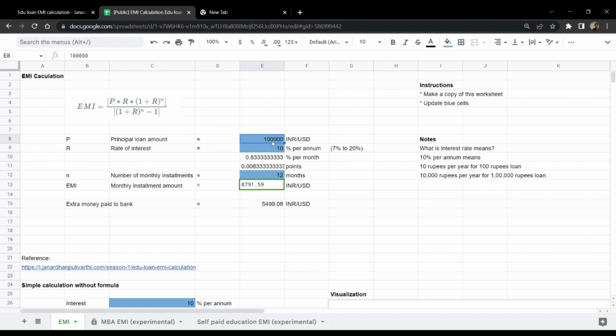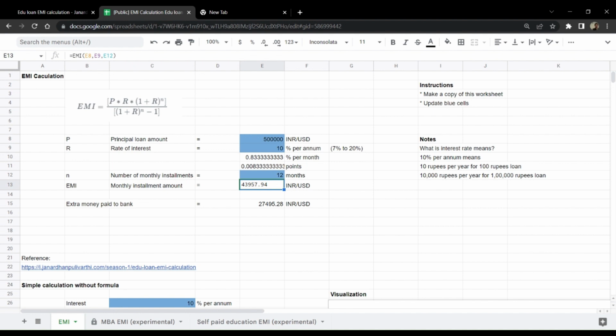By increasing the loan amount, we can see how much we need to pay. For 3 lakh rupees, we need to pay 26,374 rupees. In a similar fashion, we can go for 5 lakhs. What would be the interest we will be paying, and what would be the extra money we are paying at the end of that year, and the monthly installment that we need to pay.